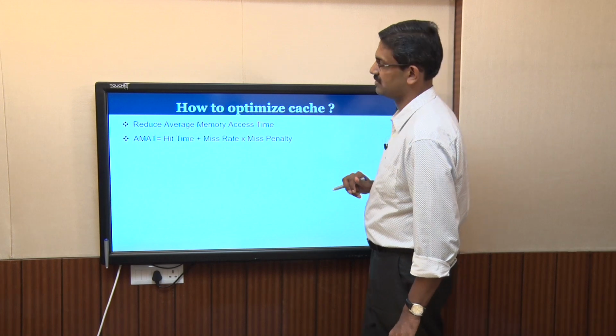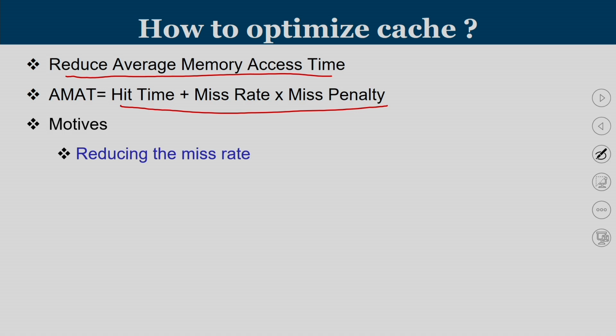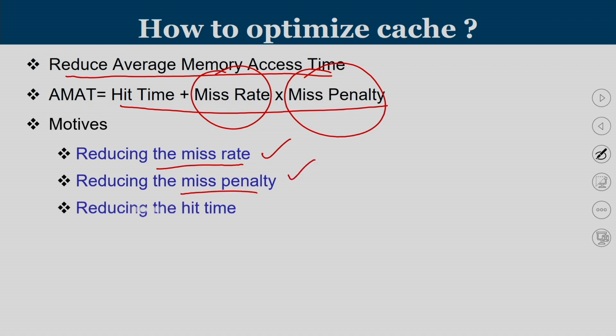Now, how do we optimize a cache? Optimization of cache means you have to reduce average memory access time, and average memory access time is defined by this equation: hit time plus miss rate times miss penalty. So, there are three basic motives by which we can reduce the average memory access time. The first is to come up with techniques which reduce the miss rate, that is called reduction of miss rate. The second is to come up with techniques that can reduce the miss penalty, and the third is trying to reduce the hit time.